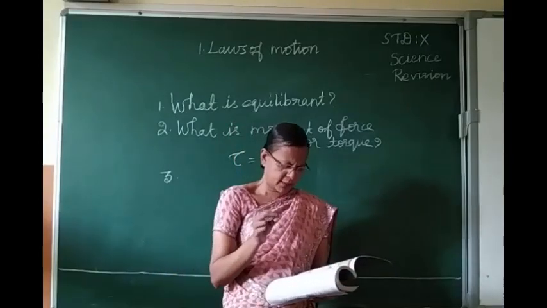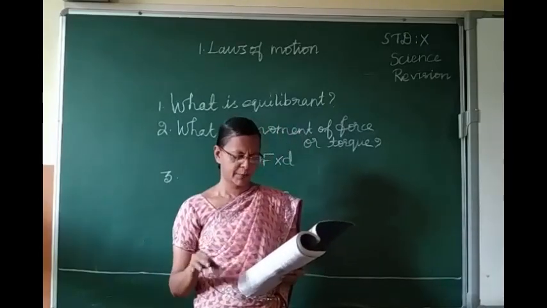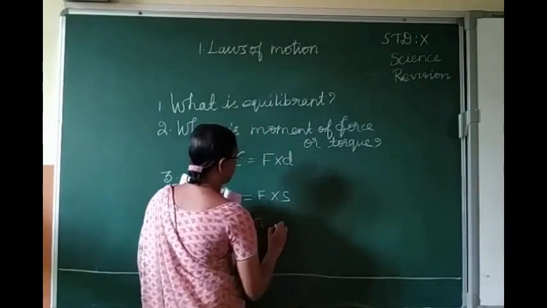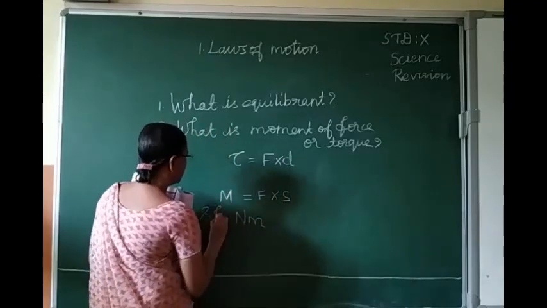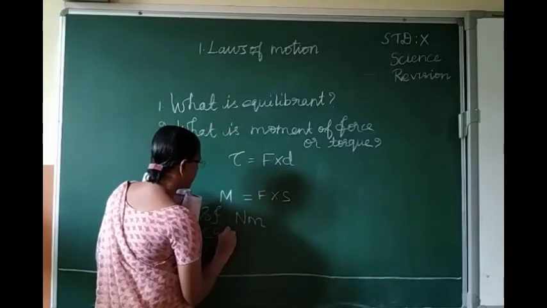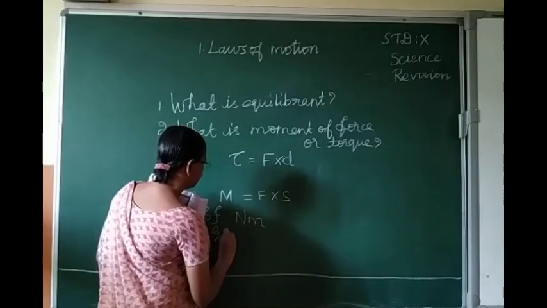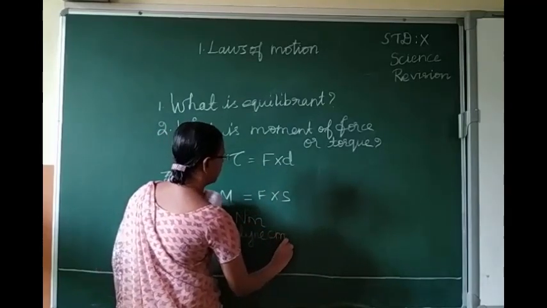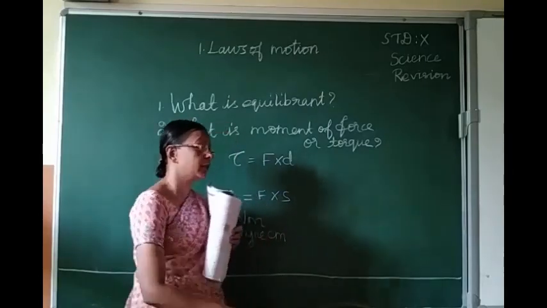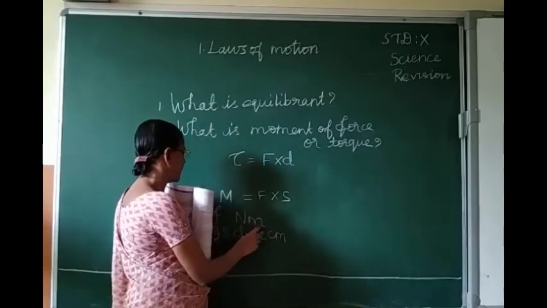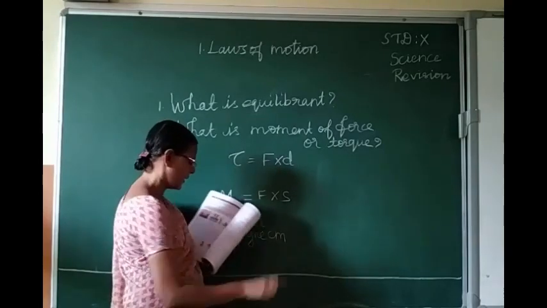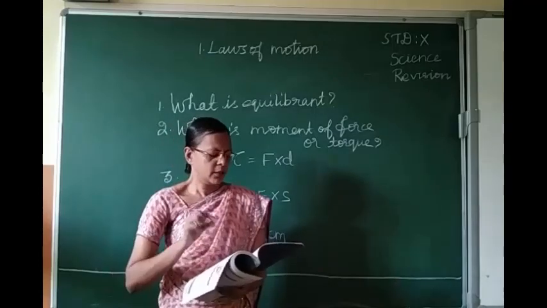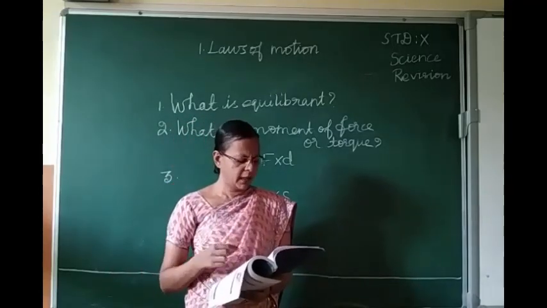This Newton meter is in the SI system. In the CGS system we can write this as dyne centimeter. In the SI system the unit is Nm, Newton meter. In the CGS system the unit is dyne centimeter. All of you know this. So once more, learn well.